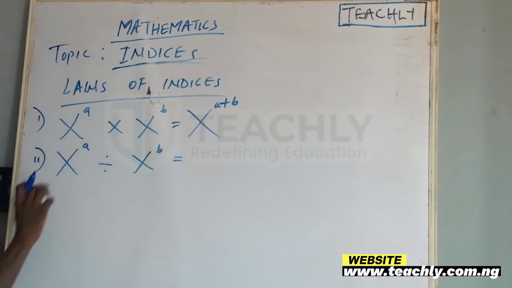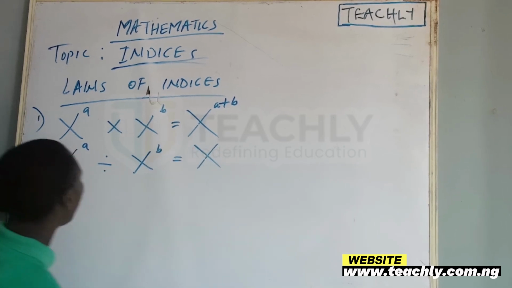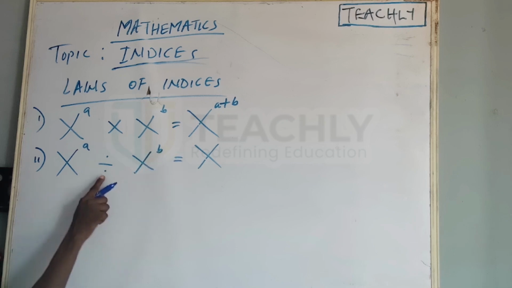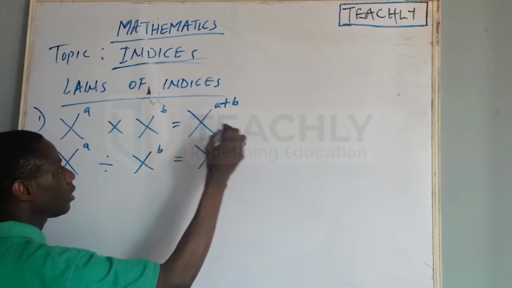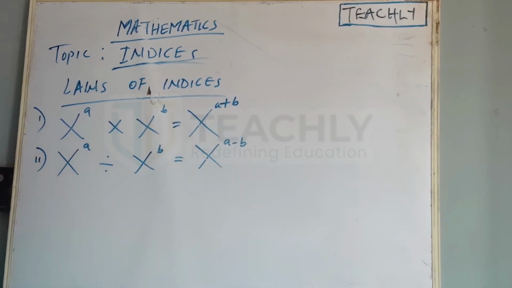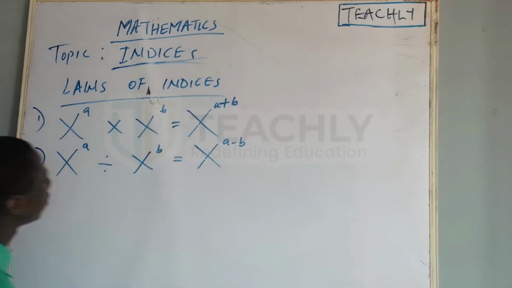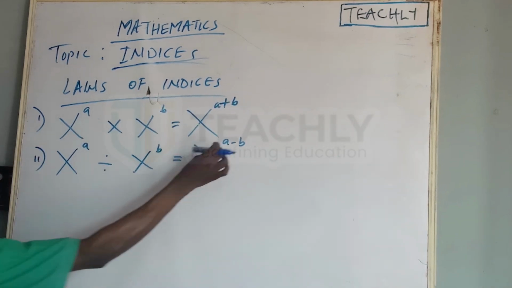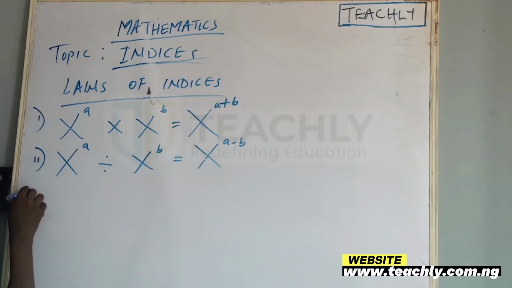The rule says, since they have the same base, you can pick one, and for their power, once you have division between them, you have to subtract, that is A minus B. For multiplication, you have to add their power. For division, you have to subtract their power. This is the division rule.